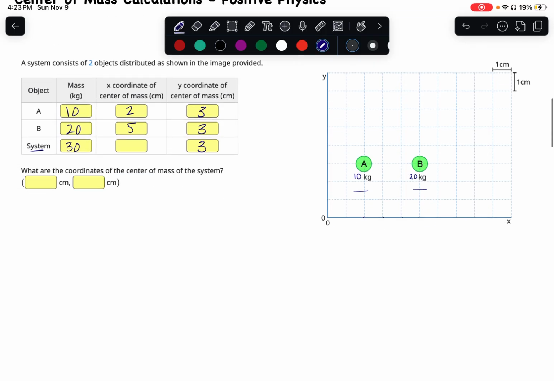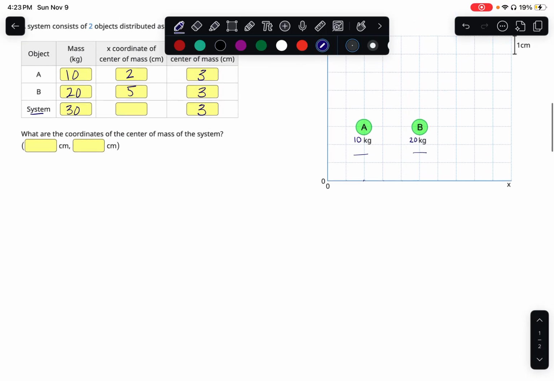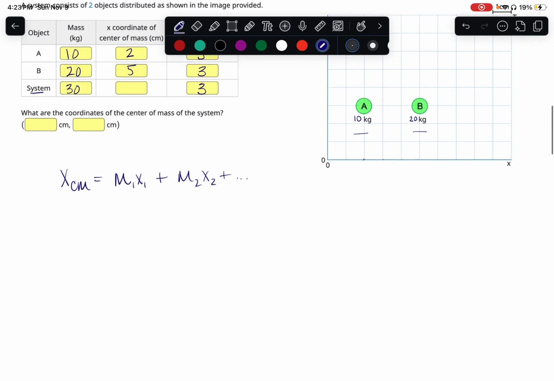So for the x-coordinate of the center of mass of the system, you're going to use the equation, and the equation is that the position of the center of mass is the mass times the position of the first object plus the mass times the position of the second object for however many objects you have. And then you're going to divide by the total mass of the system.